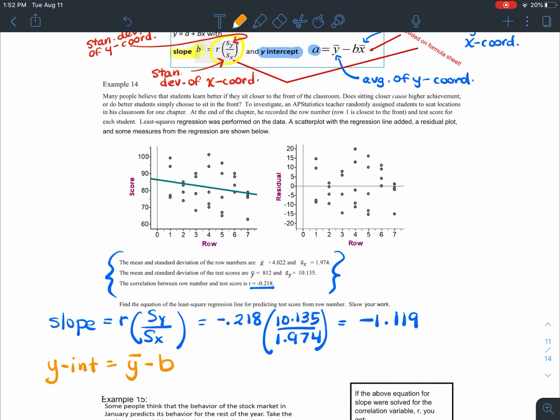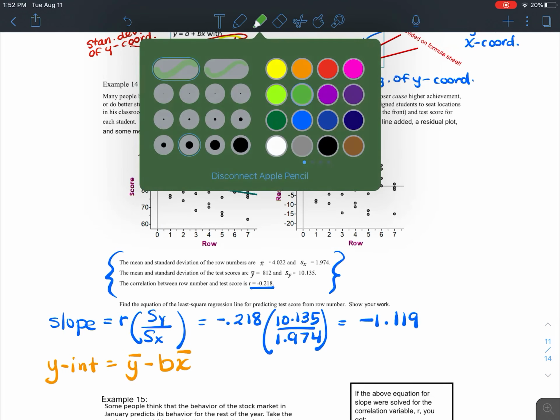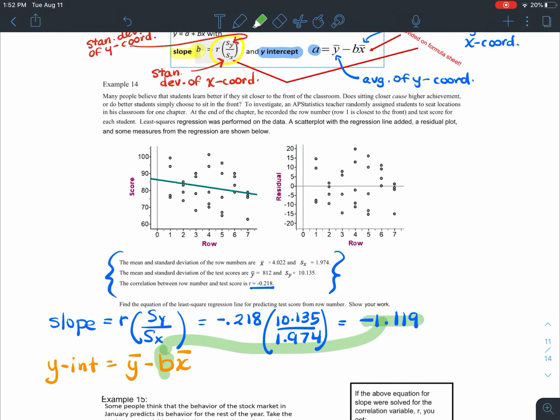All right, let's go ahead and see if we can work through the y-intercept. Again, I will draw your attention up here. Here is the formula for that. It's going to be the average of the y coordinates minus the slope times the average of the x coordinates. So you can see why we would need to calculate the slope first, because we need to work that in down here into this part of our formula. There's the slope, and that's going to get plugged in right there for the b.